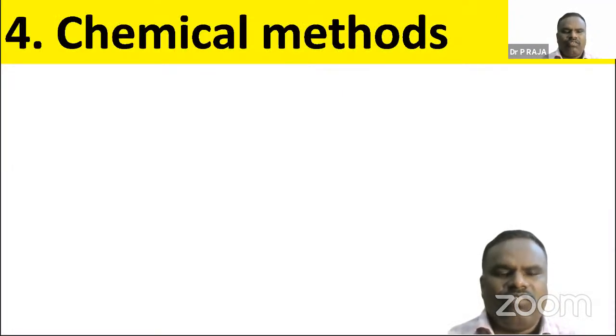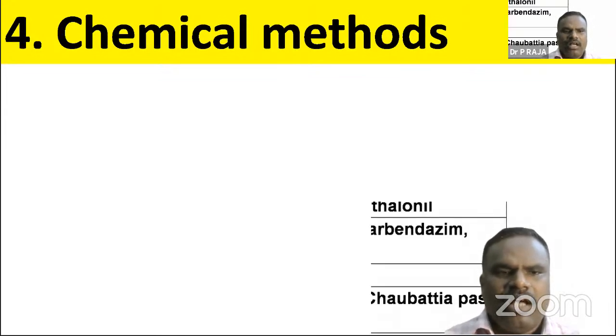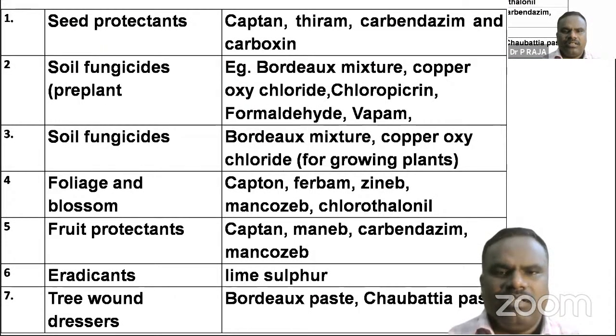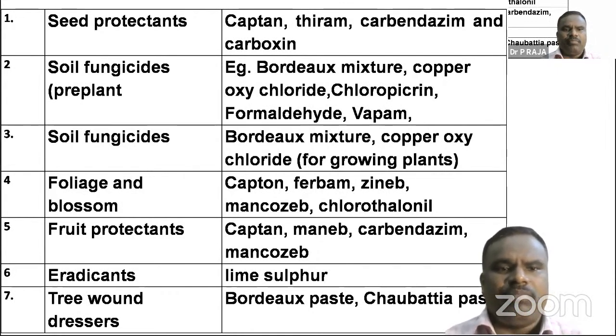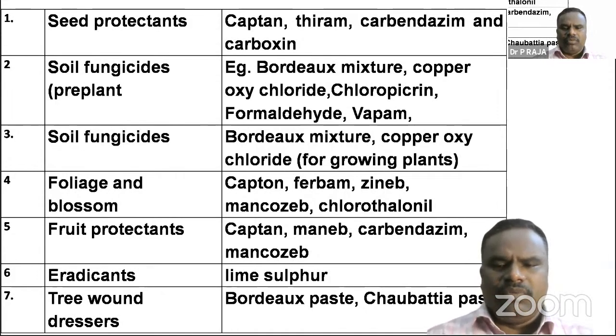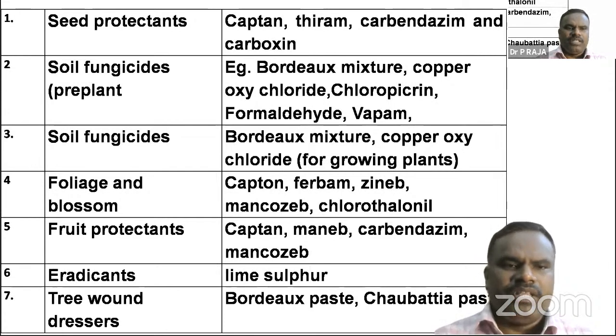So the fourth method is chemical methods. In these methods, specific chemicals are there for each disease, which you can learn in another chapter. Now this is a seed protectant. If you want to do any seed treatment, we can use Captan, Thiram, Carbendazim, and Carboxin. The recommended dose is 2 gram per kg of seed. If you have 1 kg of planting material, you can use 2 gram. That is a seed protectant.